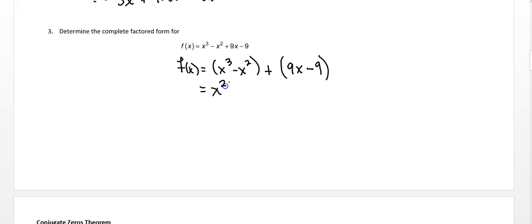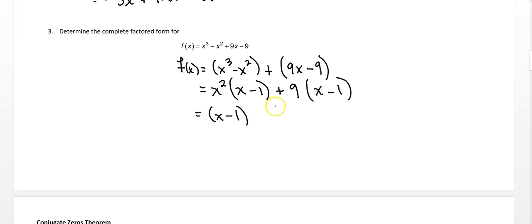The common factor in the first group is x squared, and the common factor in the second group is 9. And now we see we have a common binomial factor of x minus 1. So factoring that out leaves us x squared plus 9.